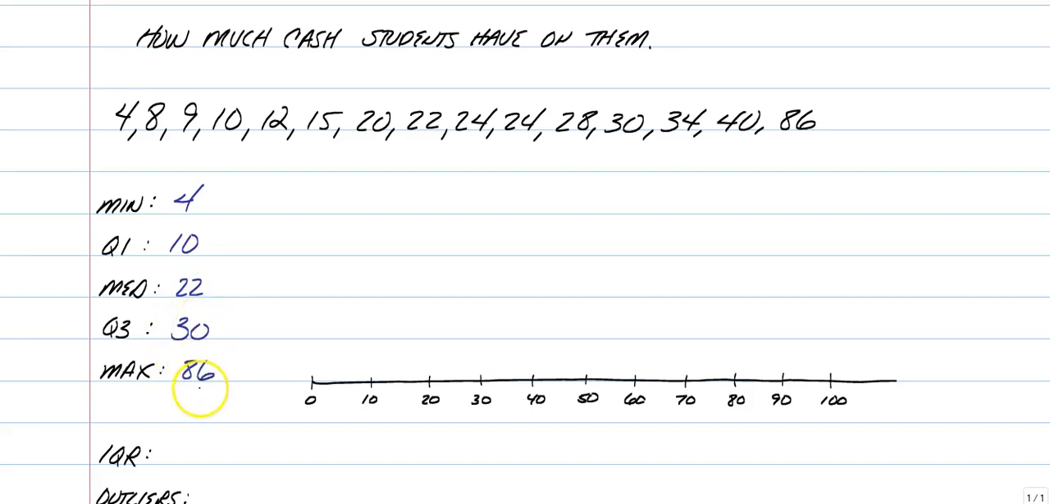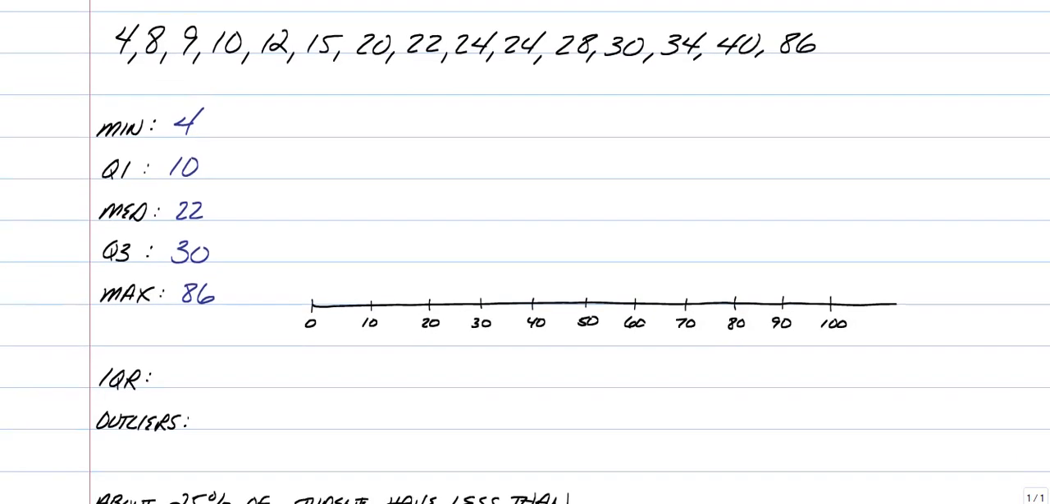Okay, now before you graph an accurate box plot, you're going to need to see if you have any outliers. That's something your graphing calculator will not do for you, so that's something you still have to know how to do by hand. Remember, the interquartile range is how far it is from Q1 to Q3. So from 10 to 30 is 20.